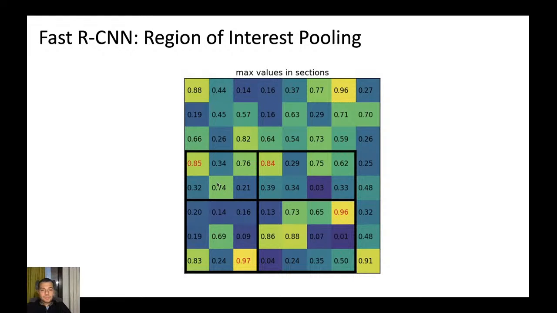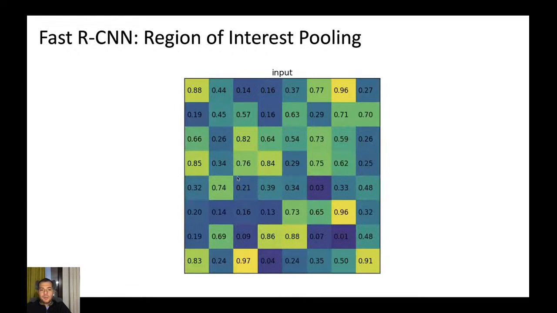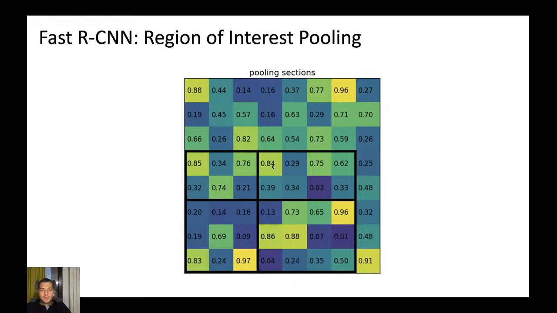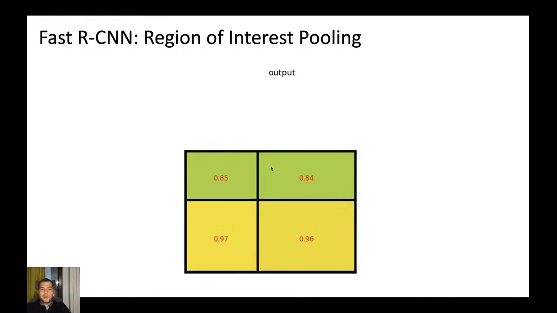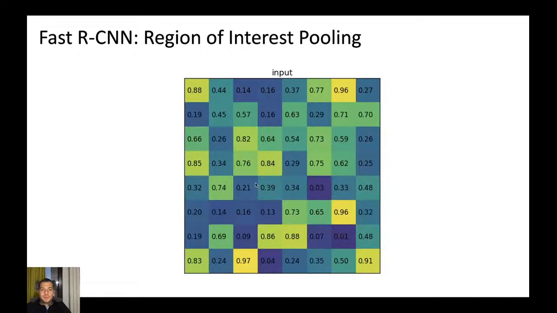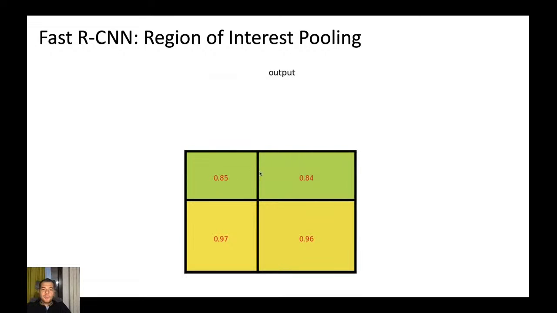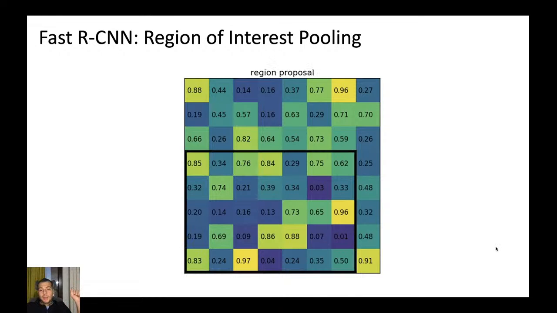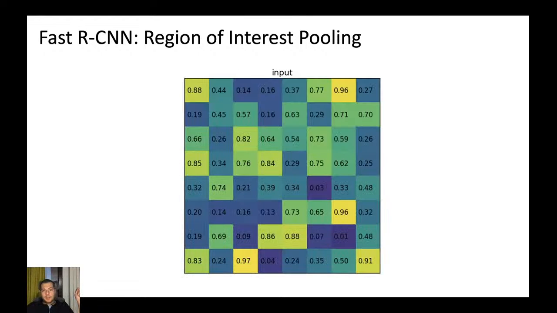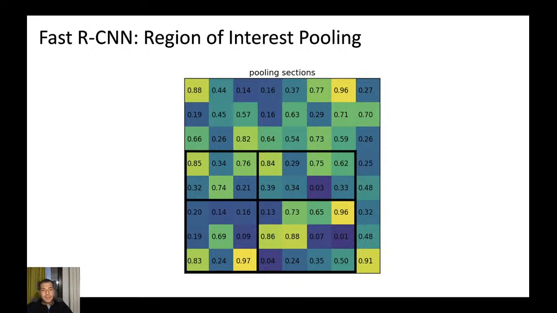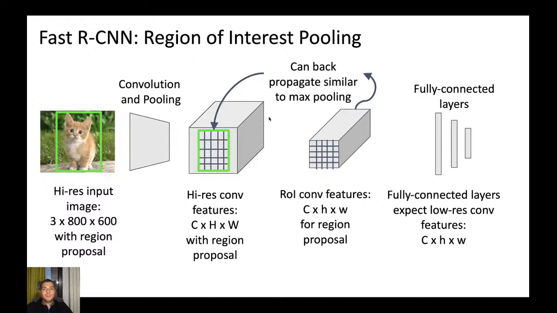This can be applied even if this region cannot be exactly divided into 2 by 2. They can just choose, for example, to use 3 components for this part and 4 for this part, and so on. Okay, so this is how the region of interest pooling layer works. The goal of integrating the region of interest pooling layer here is just to make sure that these features have a fixed size, and now these can be used.